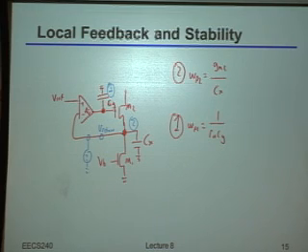I'll maybe give you guys a hint. If I had very low gain in that amplifier, would that mean that those poles have to be very far apart? Or could they be reasonably close together? Yeah, they'd be closer together. So more precisely, in general, how far apart do they have to be?